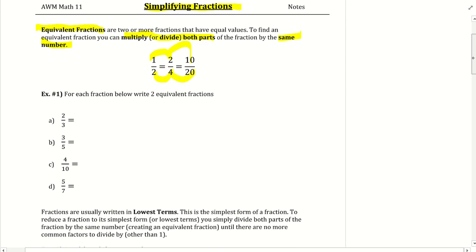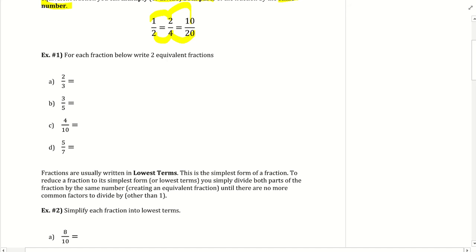So as we take a look at the equivalent fractions here, we could do something as easy as if we multiply this by 2, we also have to multiply the bottom by 2. 2 times 2 is 4, and 3 times 2 is 6. So 4 over 6 is an equivalent fraction of 2 over 3. Give the rest of them a shot and see how you do.